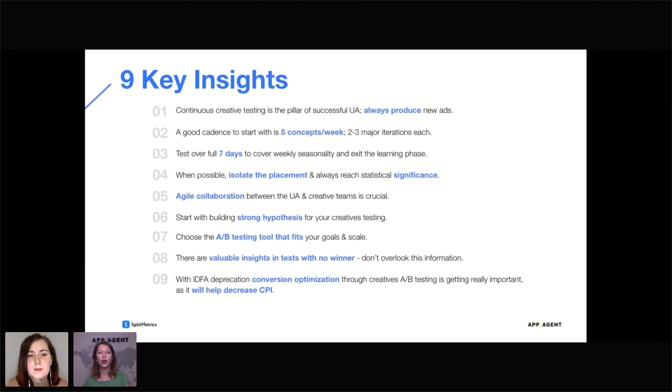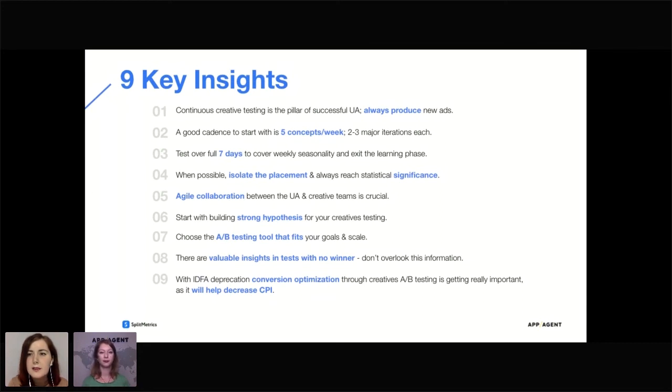So it can vary from anywhere between $20 a day for the weekly test up to, I guess, 100 a day if you're looking at tier 1 iOS countries. So again, really individual and something you will need to calculate for yourself.